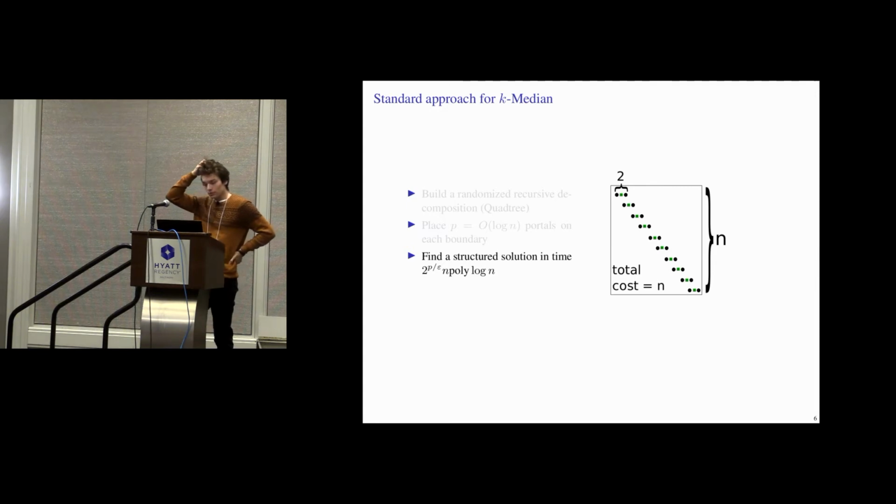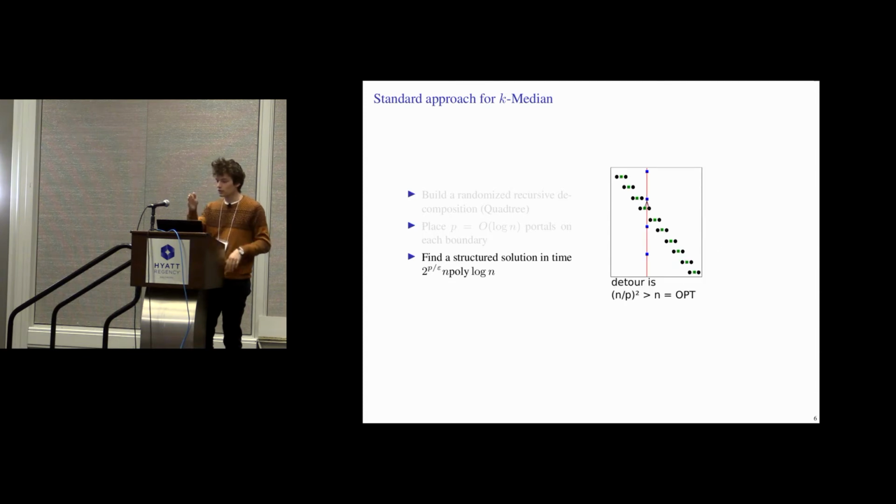If we look at that input, the points are again clients, squares, or facilities, and the total cost is order n. But as soon as you draw the first line of the decomposition, you're going to separate one client from its facility. So the detour incurred by going through a portal at that level is going to be n, the length of the line, divided by p. And if we square that for k-means, this is bigger than n, except if you take many, many portals. So this example shows that this standard way of dividing the input doesn't work for k-means.